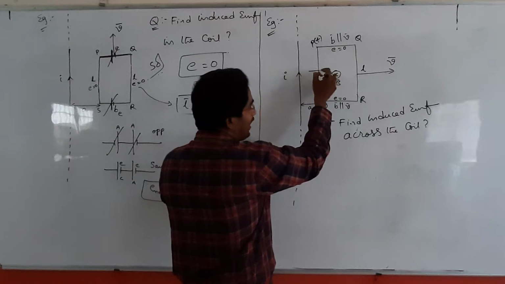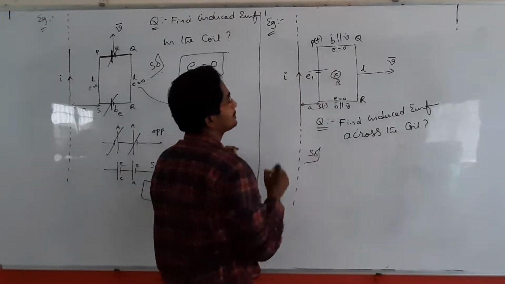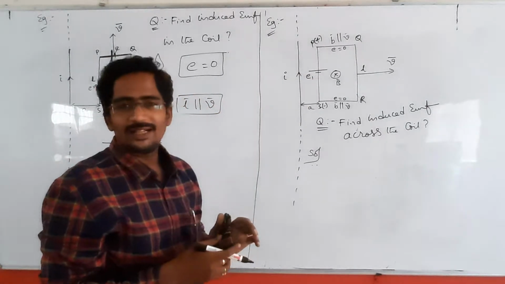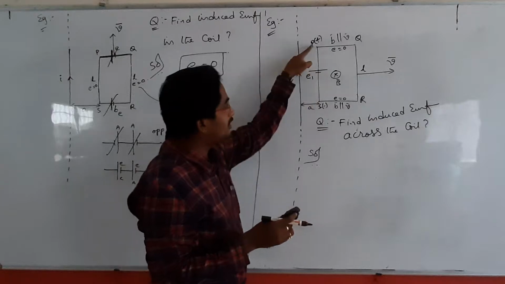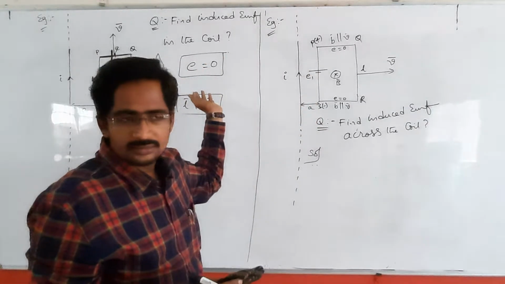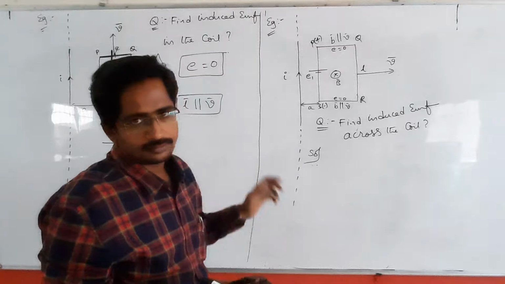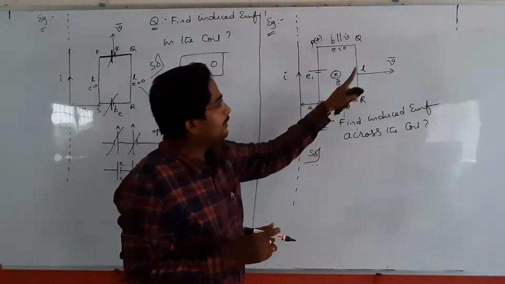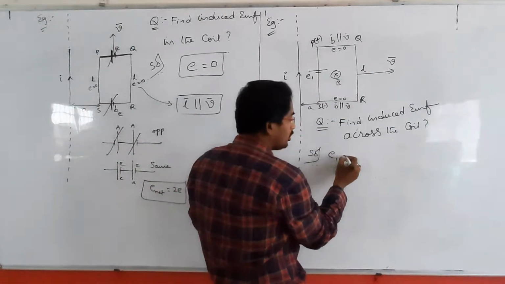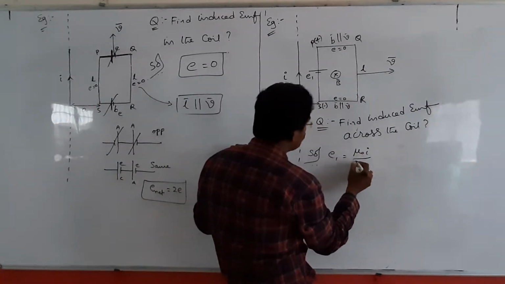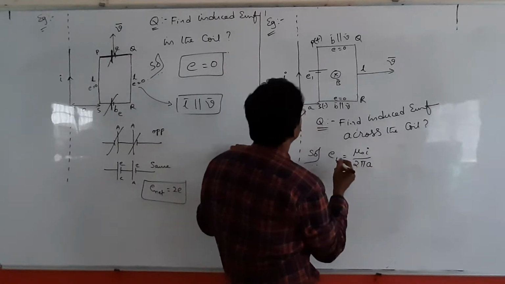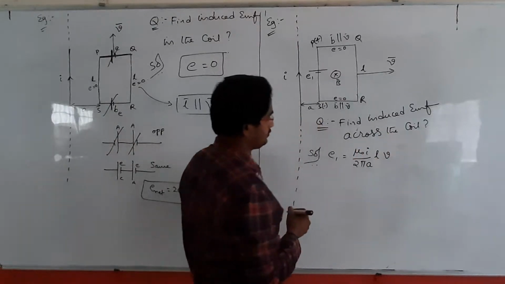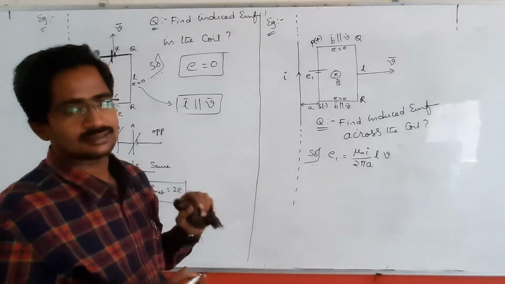By that it acts as a battery of EMF E1. Already this problem we solved it. What is the induced EMF across this wire? Before some time we discussed that problem. The induced EMF across this wire of length L when it is moving with velocity v is equal to mu naught I by 2 pi a times L v. That is the induced EMF across it.